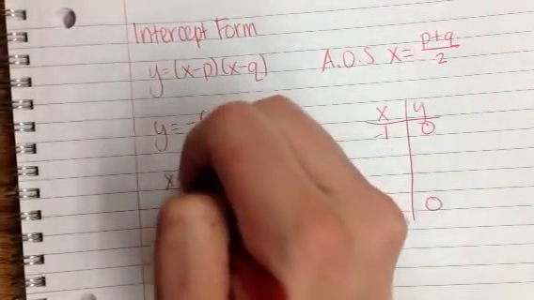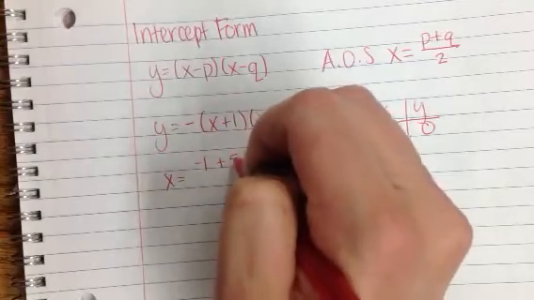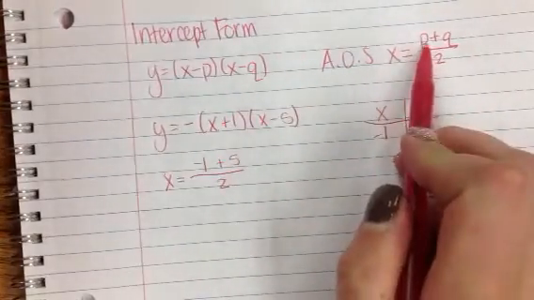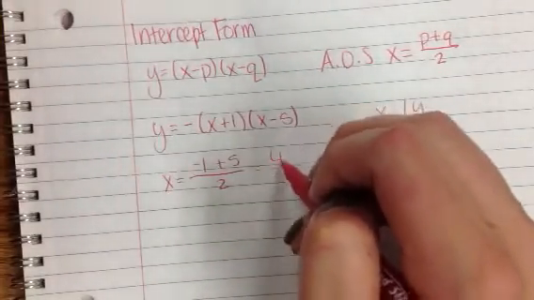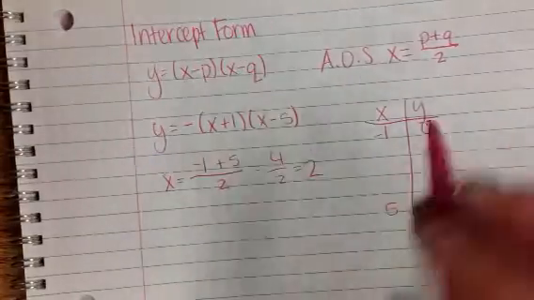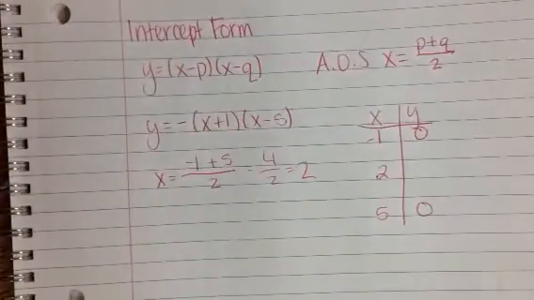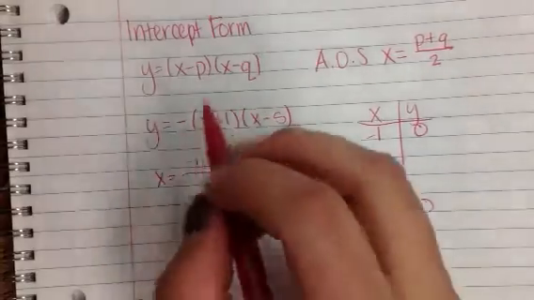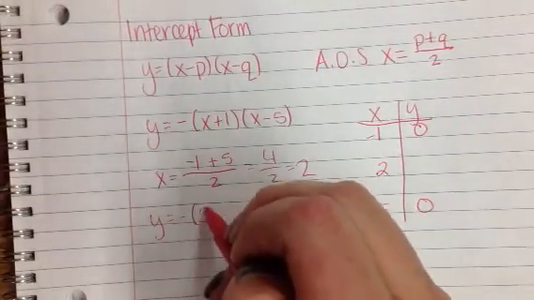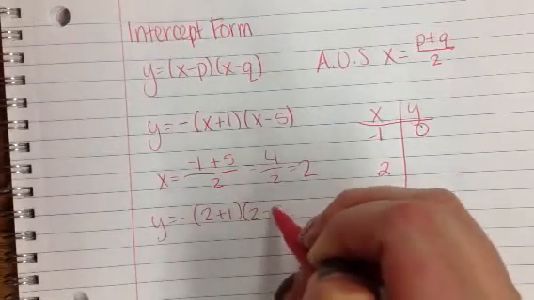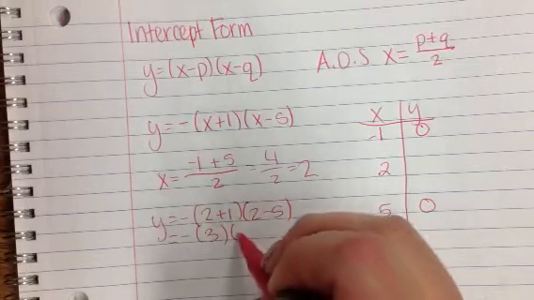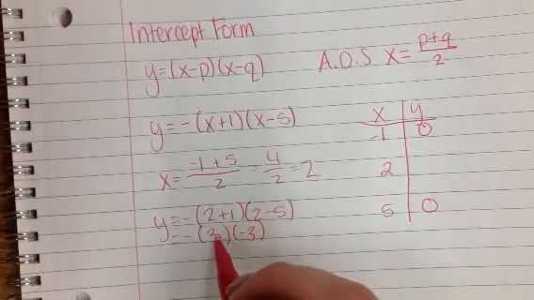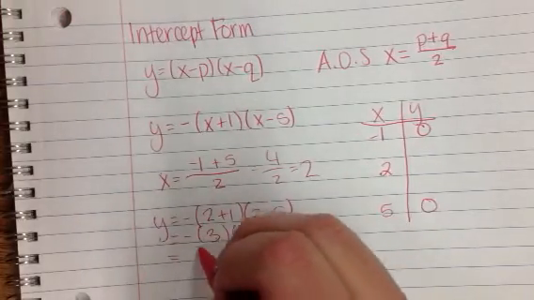I can solve for my axis of symmetry. X equals negative 1 plus 5 divided by 2. Remember, p is a negative 1, q is a positive 5. That's 4 over 2. My axis of symmetry is 2. So my x-coordinate on my vertex is 2, and now I just got to find my y. Y equals negative 2 plus 1 times 2 minus 5, negative times 3 times negative 3. Negative 3 times 3 is negative 9 times this negative gives me a positive 9.